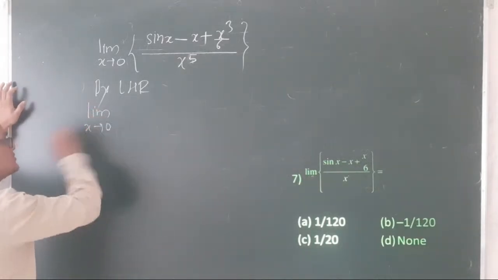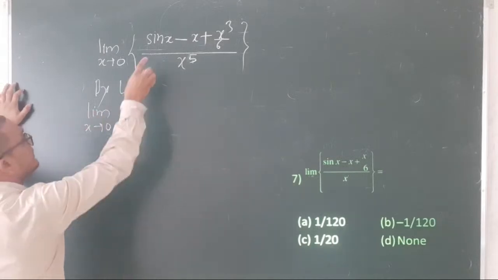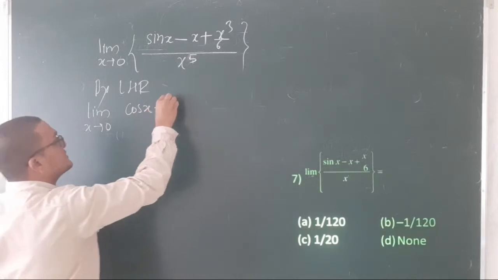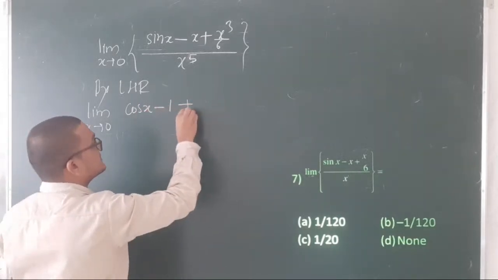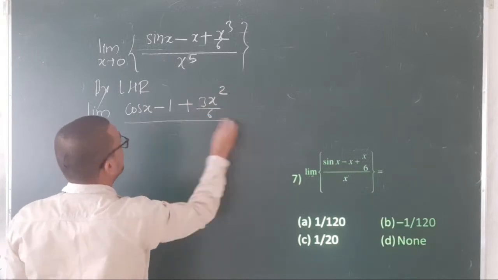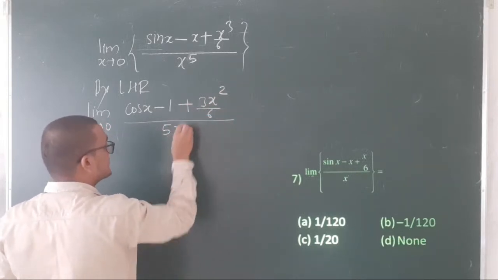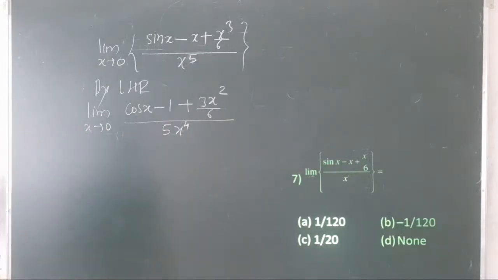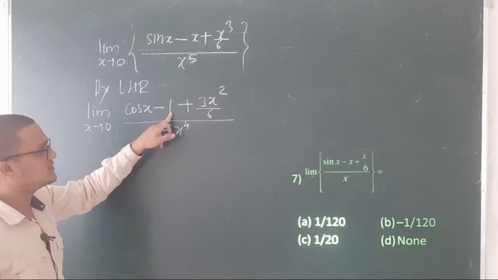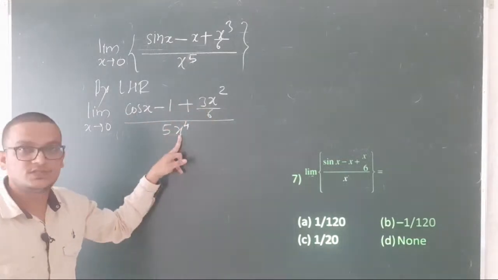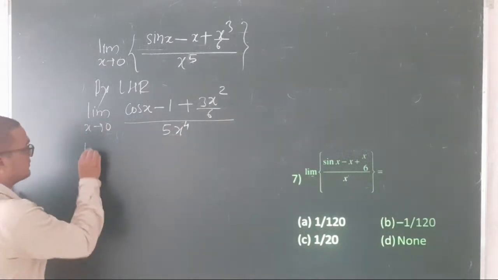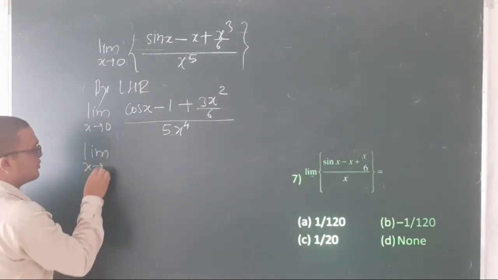Limit x tends to 0. Derivative of sin x is cos x minus x derivative is 1 plus this will be 3x square upon 6 divided by 5x to the power 4. If I substitute the limit now, cos 0 is 1, 1 minus 1 is 0, this will be 0, this will be 0. And still we can't put the limit. Again apply the same rule, that is L-Hospital rule.